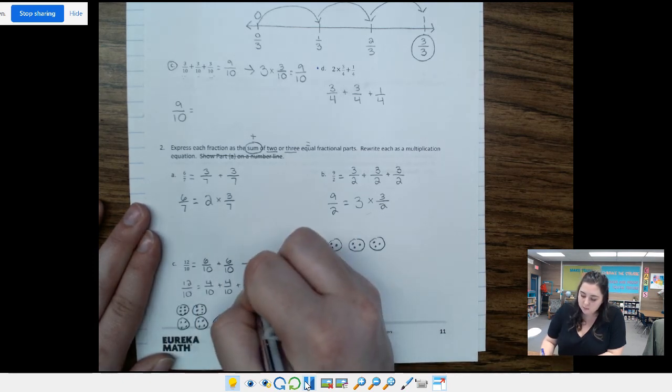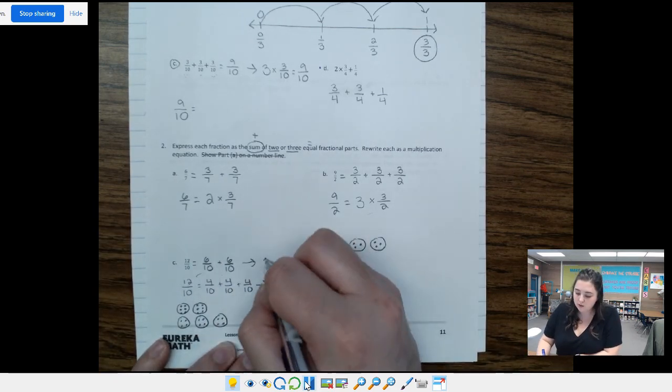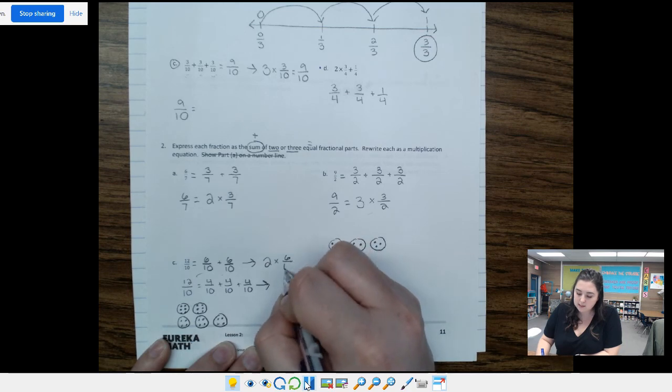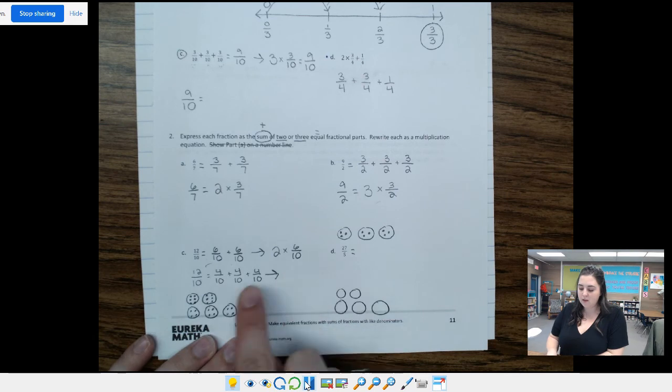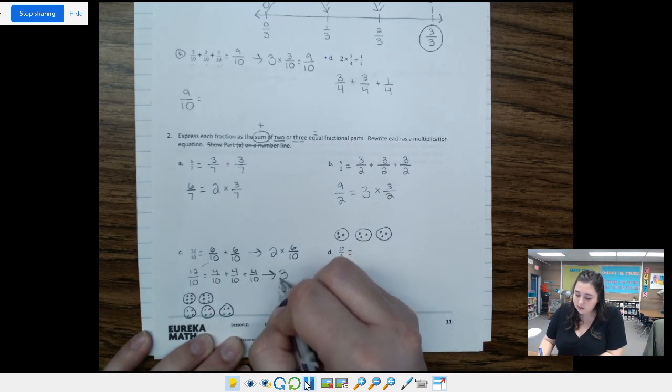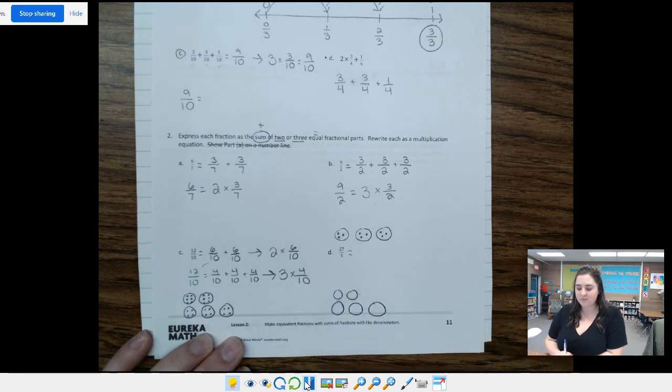And in this first problem, to make it a multiplication problem, you have 2 of the 6 tenths. 2 groups of 6 tenths. On the bottom one, you had 3 groups of 4 tenths. 3 groups of 4 tenths.